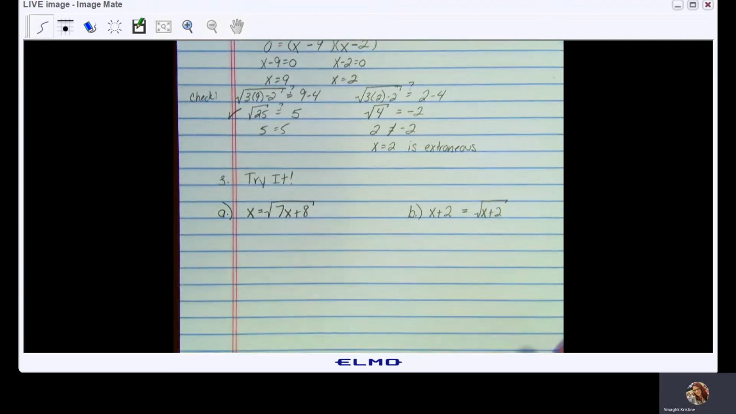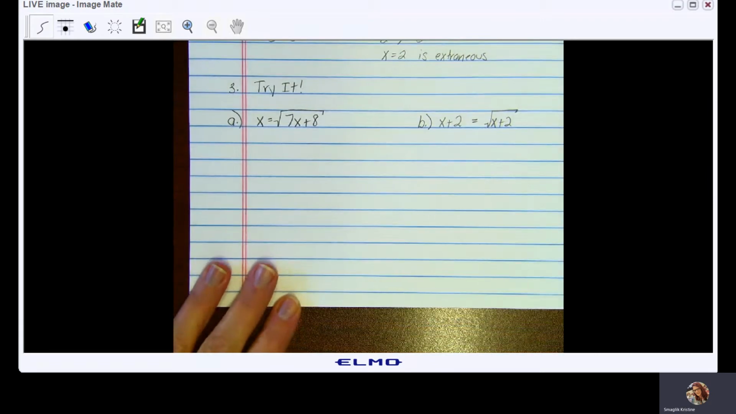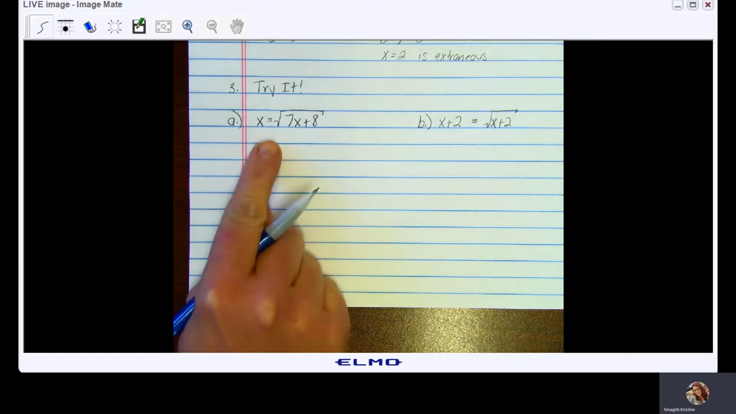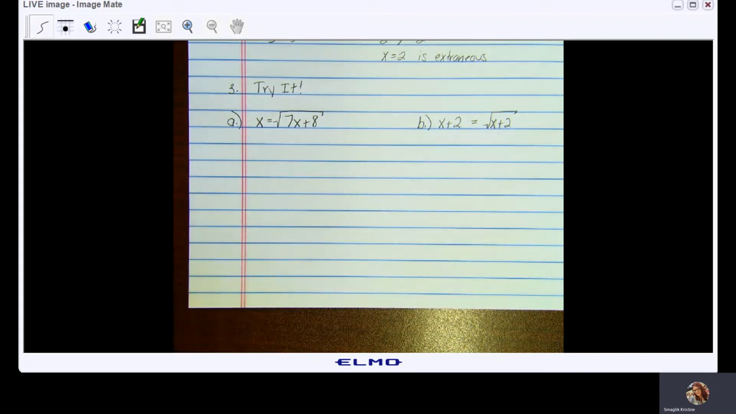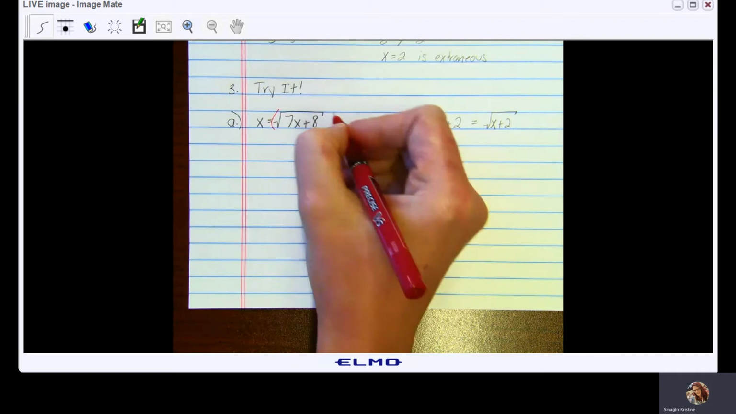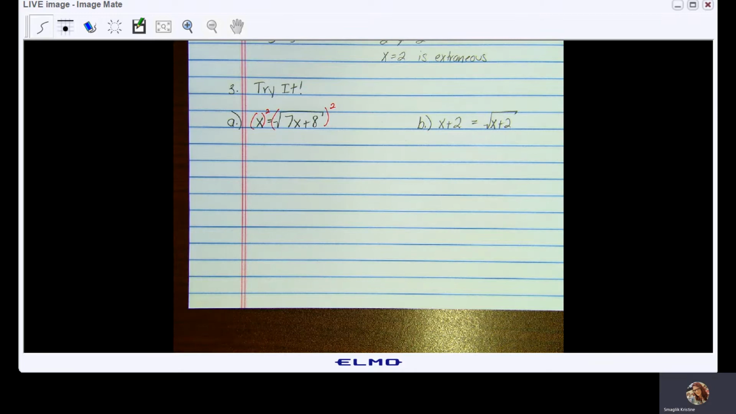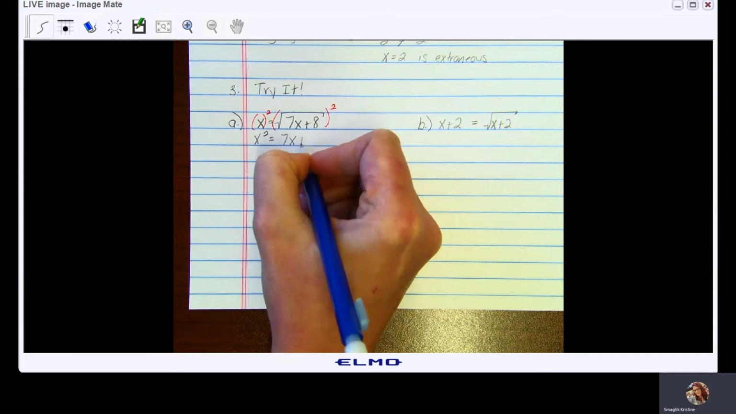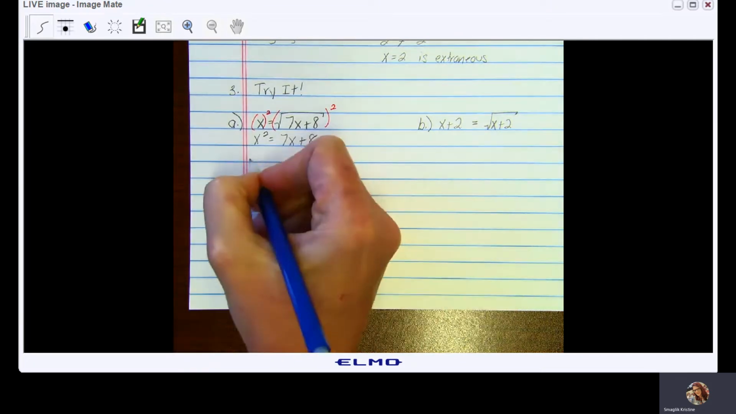Let's take a look at the triads. And again, I always recommend, if you missed class, you can pause the video, jot these down, try them, and then come on back and see if you did them correctly. So here we go. On A, I've got everything underneath this radical. My index is 2, so I'm going to square both sides.